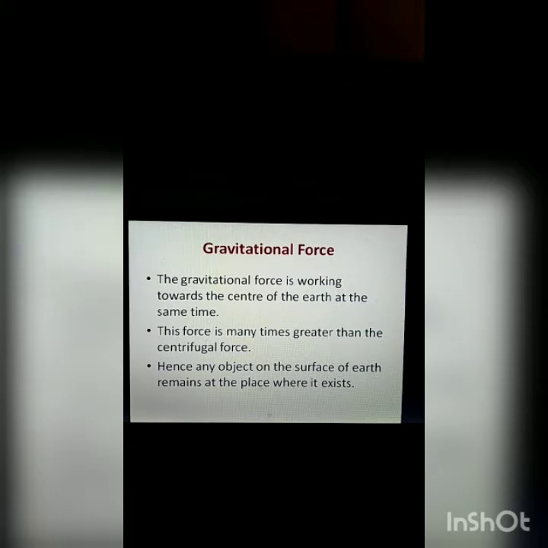So which force is greater than centrifugal force? Gravitational force is very much greater. Hence, any object on the surface of the earth remains at the place where it exists. For example, if I am throwing a ball, the ball will go and again it is going to come back to its place. So any object on the surface of the earth remains at the place where it exists. This is what we have learned about centrifugal force and gravitational force.